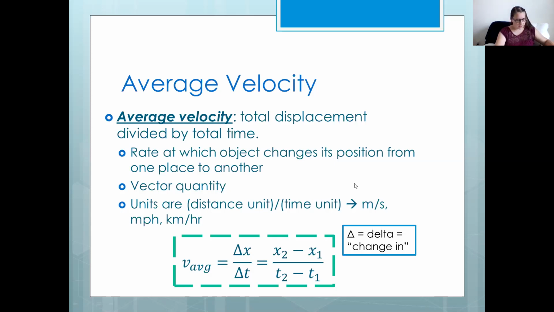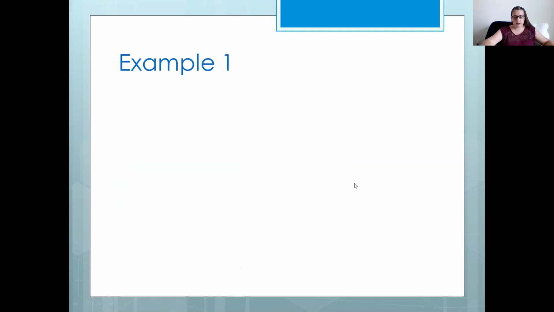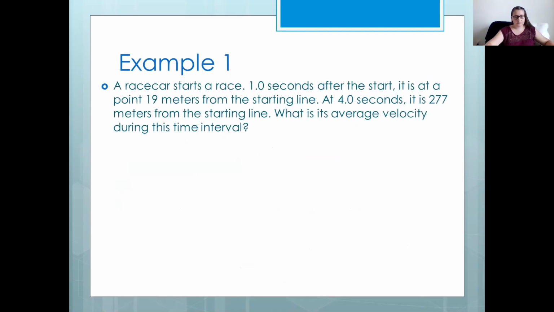So average velocity. All right, we're gonna do an example of this together. Okay. A race car starts a race. 1.0 seconds after the start, it is at 19 meters from the starting line. And at 4 seconds, it is 277 meters from the starting line. What is its average velocity during this time interval? All right, so take a second. If you have your calculator handy, give this a try on your own. I know I don't have the cat picture there. We'll go through it together, but I want you to give it a try real quick.